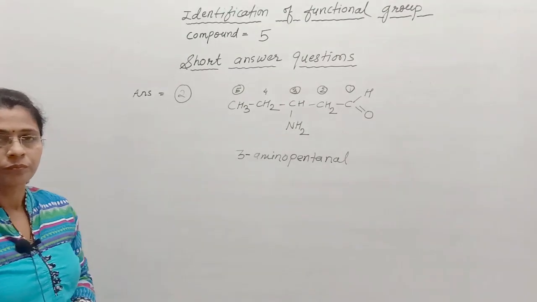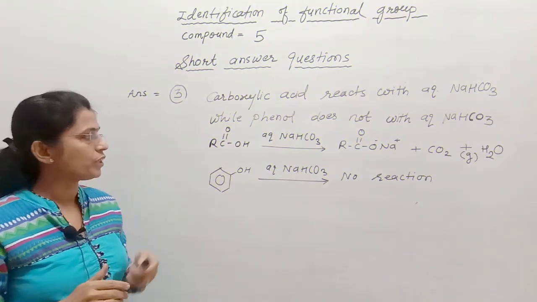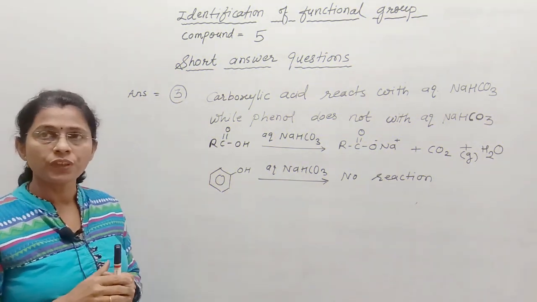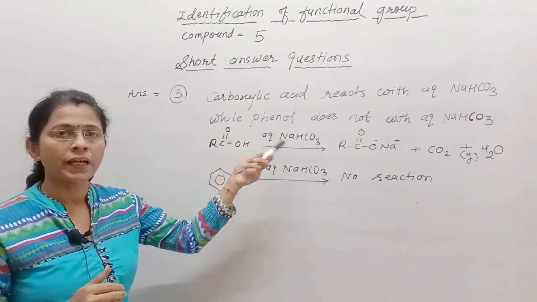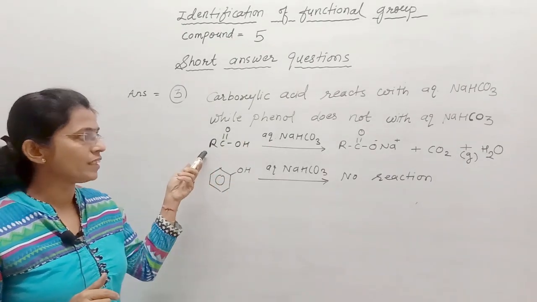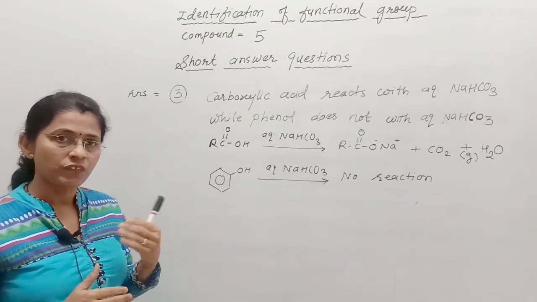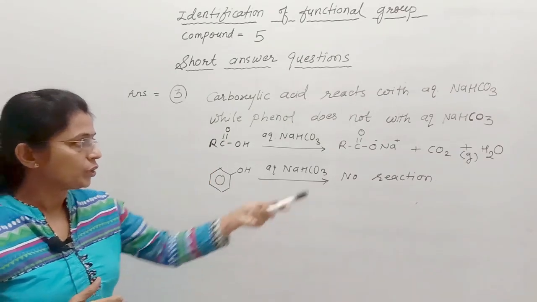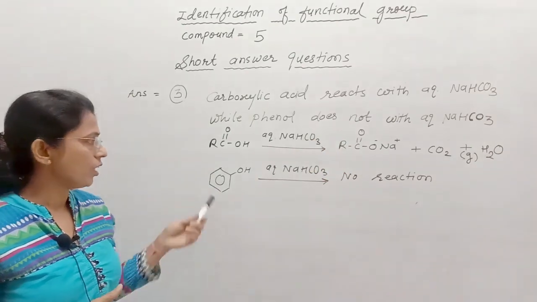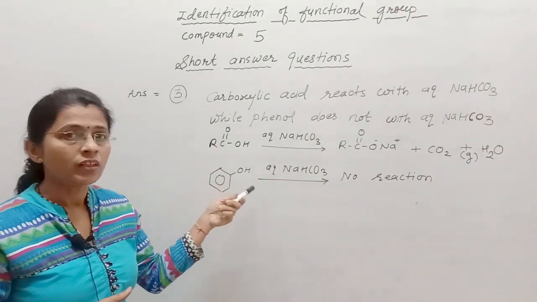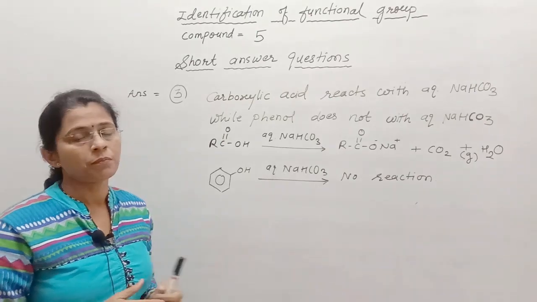pentanal. Which is the distinguishing test for carboxylic acid and phenol? The distinguishing test between carboxylic acid and phenol is the reaction with aqueous sodium bicarbonate. Your carboxylic acid reacts with aqueous sodium bicarbonate to give you salt, CO2 and water, while phenols will not react with sodium bicarbonate.